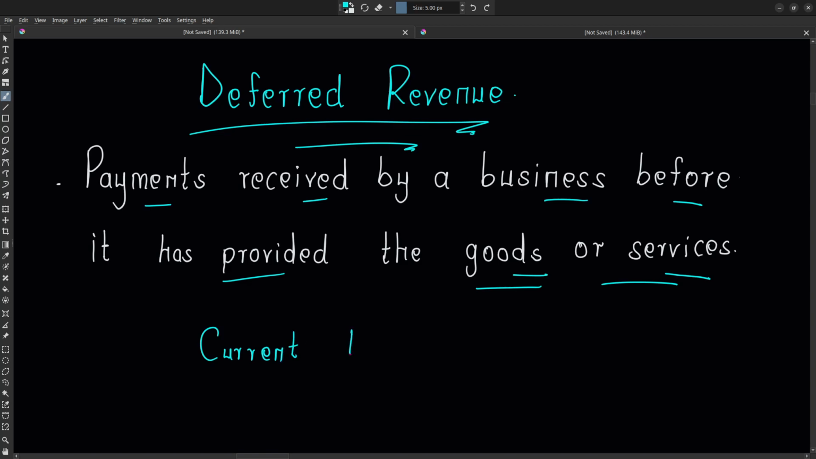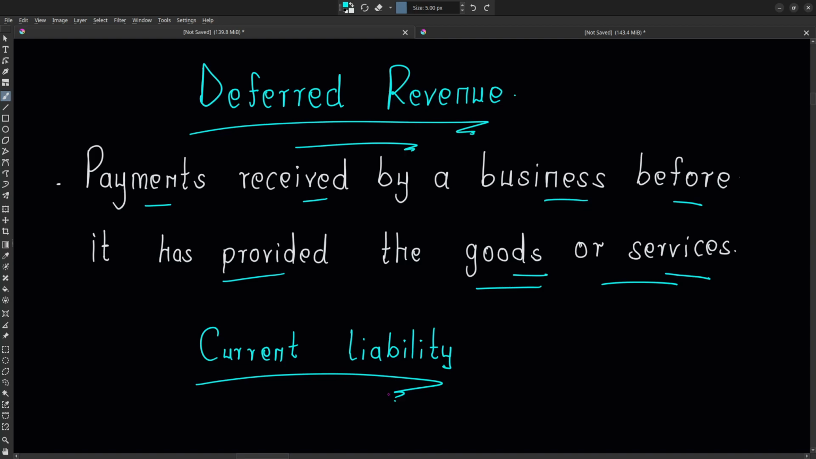And deferred revenue is classified as a current liability. Why? Because it is a liability as it sits in our books till we provide these goods or services to this client, because we still have not transferred a benefit for this payment that we have been given. So deferred revenue is basically a current liability.